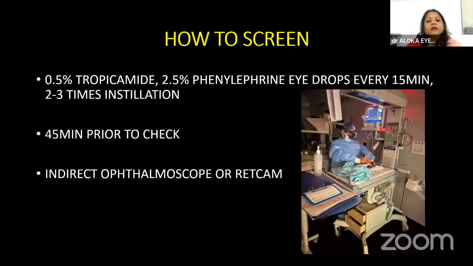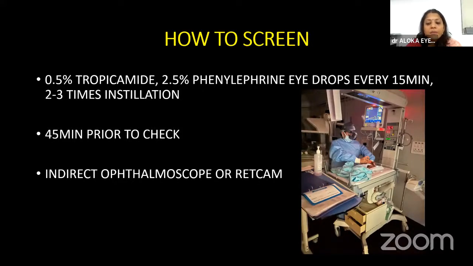How do you screen? It requires coordination between the NICU staff, the nurses, and the doctors, as well as the ophthalmologist. And it involves instilling dilating eye drops, 0.5% tropicamide with 2.5% phenylephrine drops, 2 to 3 times instillation every 10 minutes, and should be done 45 minutes prior to the check. And most of us use indirect ophthalmoscopes with a 20D lens. And this gives you a very good picture of both the eyes on a proper basis.